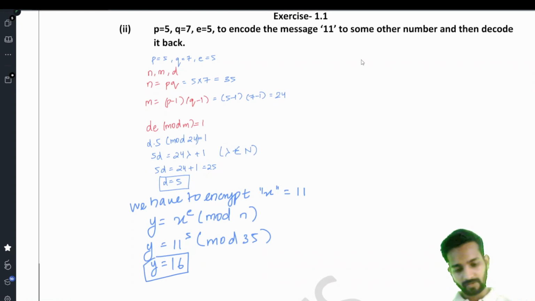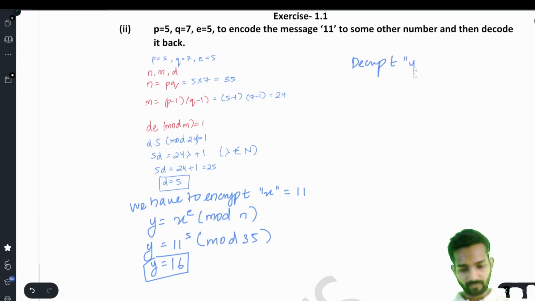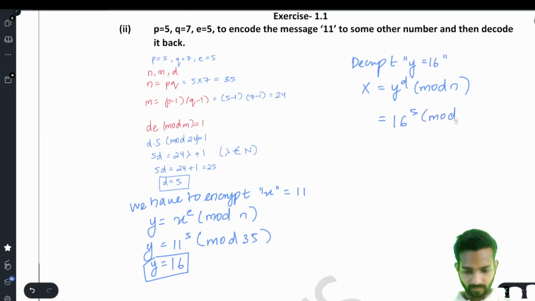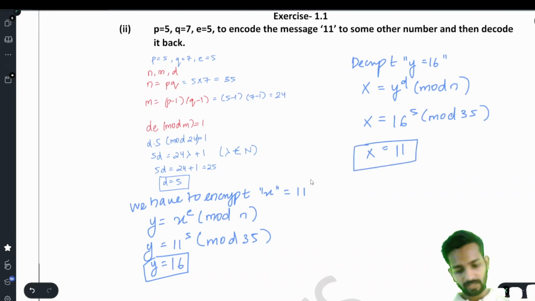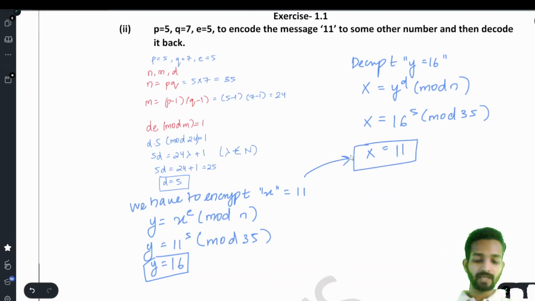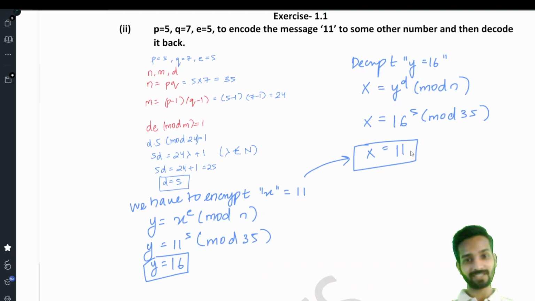After finding the value of y, we will again decrypt the value of y, which is 16, and the formula is x is equal to y power d mod of n. So here 16 power 5 mod of 35. When we solve it, the remainder we get should be 11, the number which we have encrypted. If we get 11, it means our answer is right. If we do not get 11, then it is a problem. It means our answer is wrong.